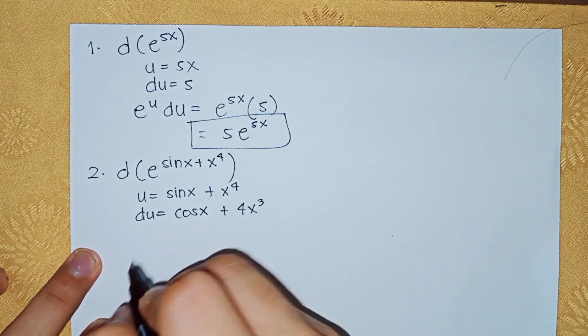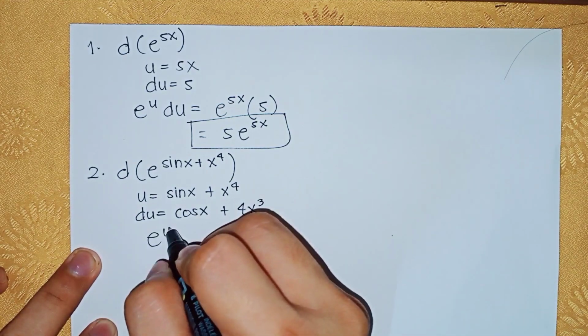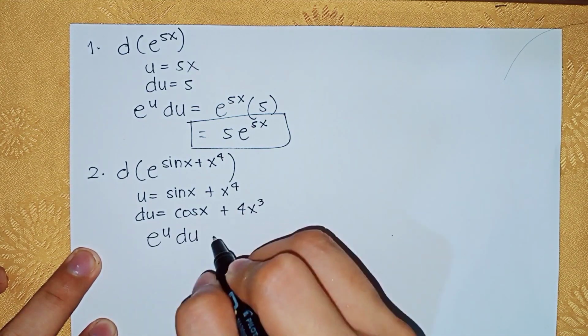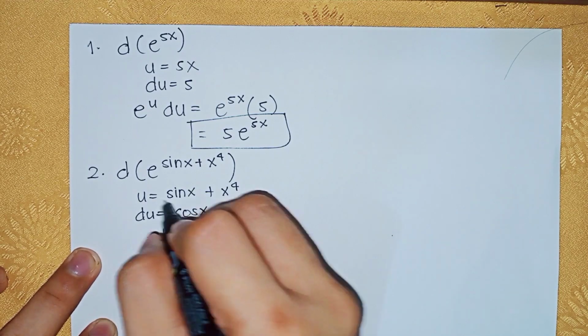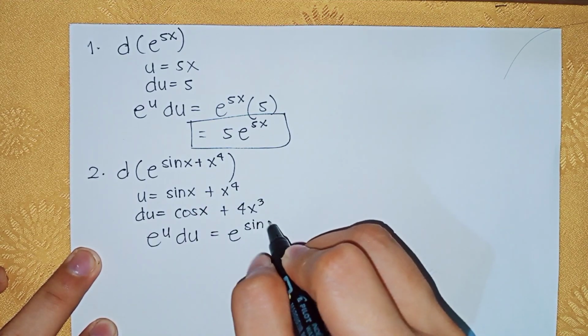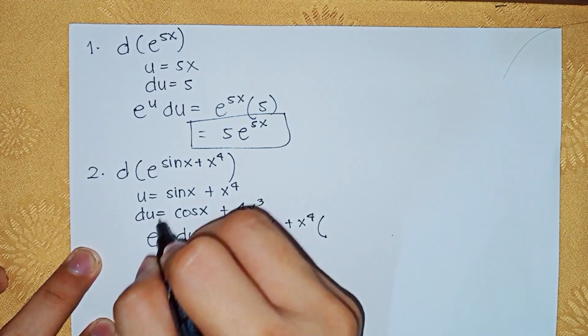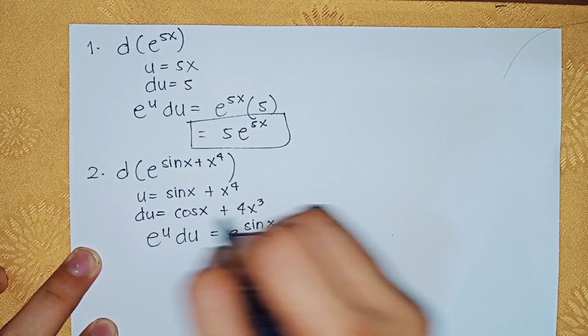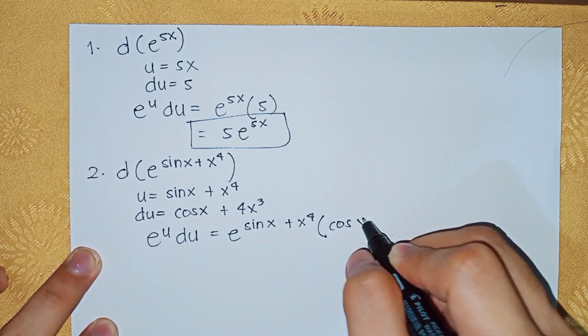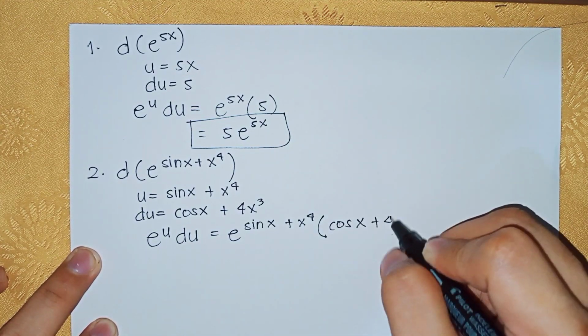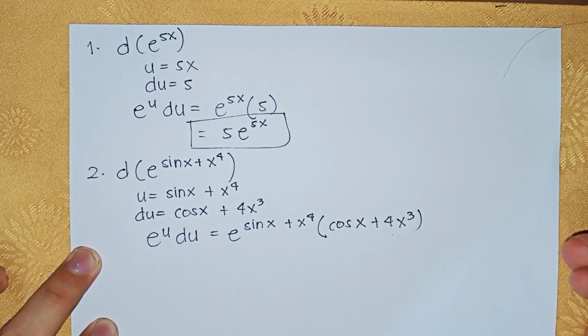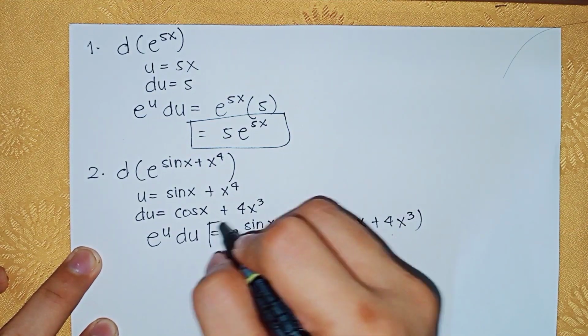So, yung formula nga ulit natin, e raised to u times du. So, e raised to sin x plus x raised to 4 times, so, ang du natin ay ito, cosine x plus 4x cubed. So, ito na yung final answer natin.